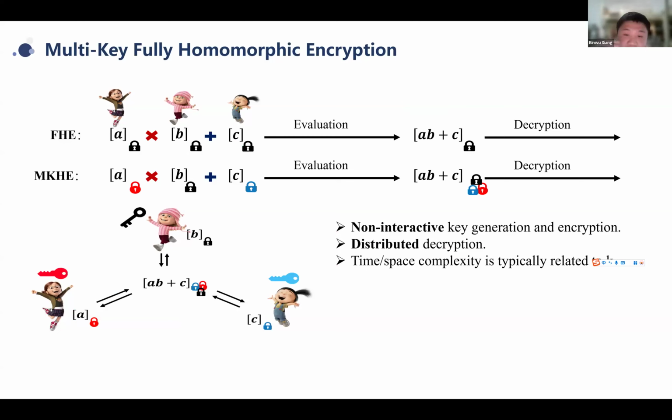However, traditional FHE only supports computation under a single key, making it unsuitable for multi-key situations. Therefore, we need multi-key FHE, which allows homomorphic computation under different keys. It's worth noting that unlike threshold-based schemes, key generation and encryption don't require interaction, but decryption still requires distributed decryption. Moreover, the time and space complexity is typically related to the number of keys.